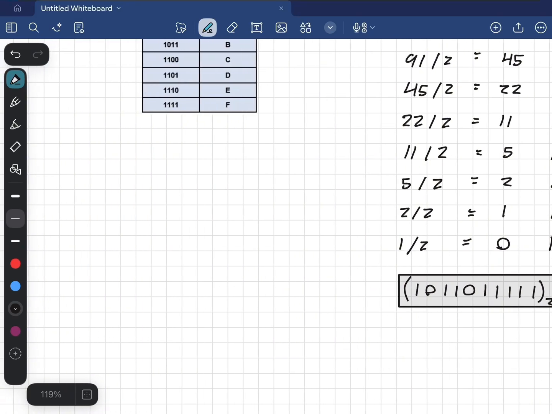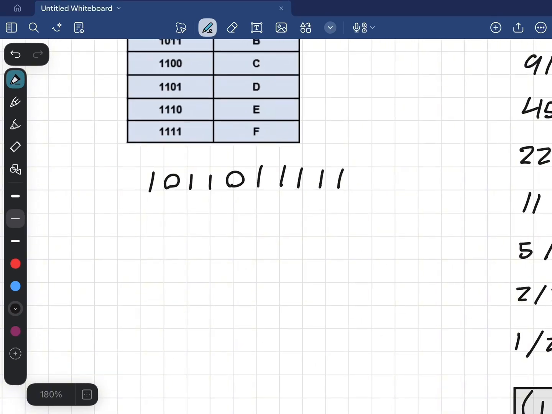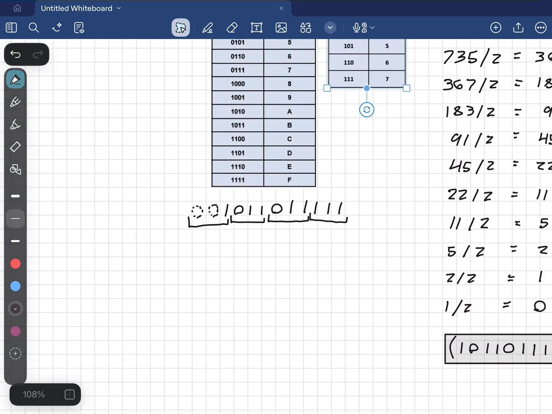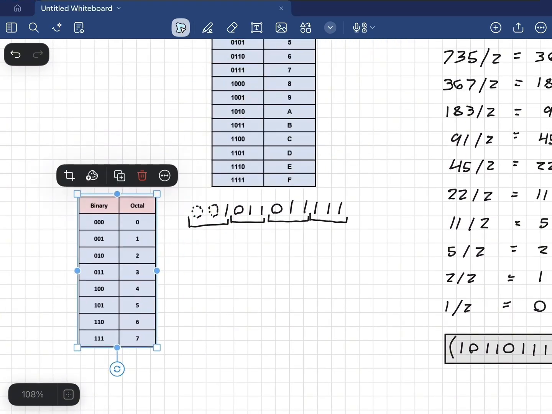So rewriting the number, we have 1, 0, 1, 1, 0, 1, 1, 1, 1, 1. We'll start with octal. We'll do it in groups of 3. So we'll group these 3 bits here, these 3 bits here, these 3 bits here, and you'll see on the very left that we only have 1 bit, but what we can do is add imaginary zeros here to complete the group. So now that we have all the bits grouped, we'll go ahead and look at this table over here, and we'll fill in the numbers.